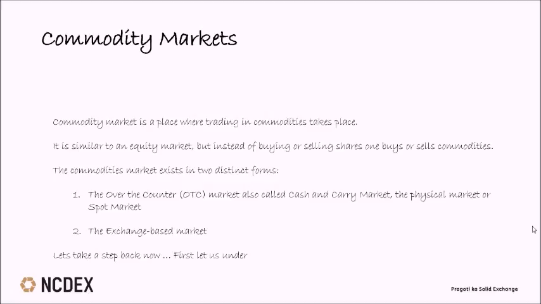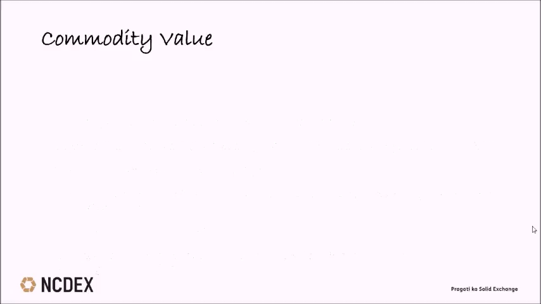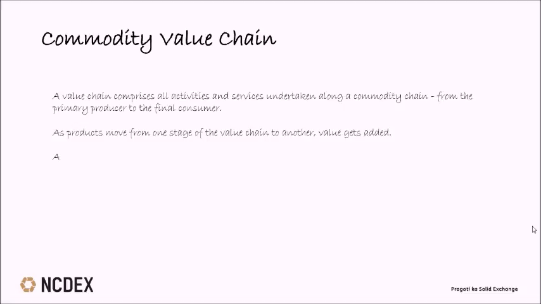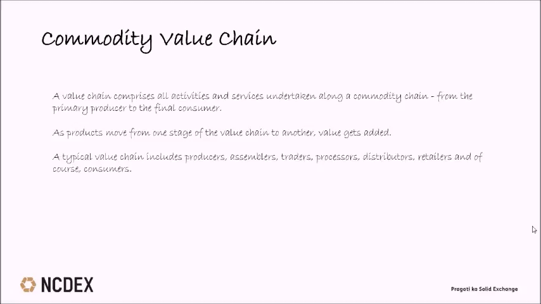Let's take a step back now. First, let us understand the value chain and physical agricultural commodity market structure in the next slide. Commodity value chain. A value chain comprises all activities and services undertaken along a commodity chain, that is right from the primary producer to the final consumer. As products move from one stage of the value chain to another, value gets added. A typical value chain includes producers, assemblers, traders, processors, distributors, retailers, and of course, the consumers.